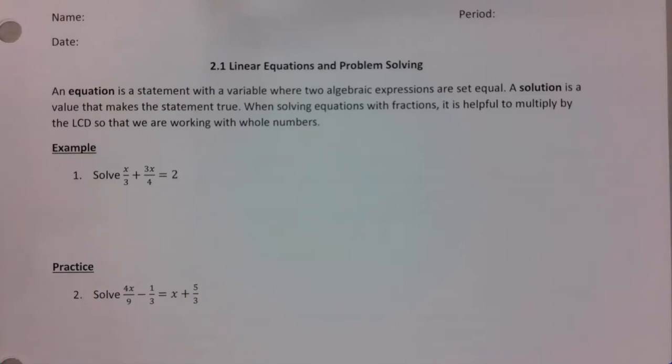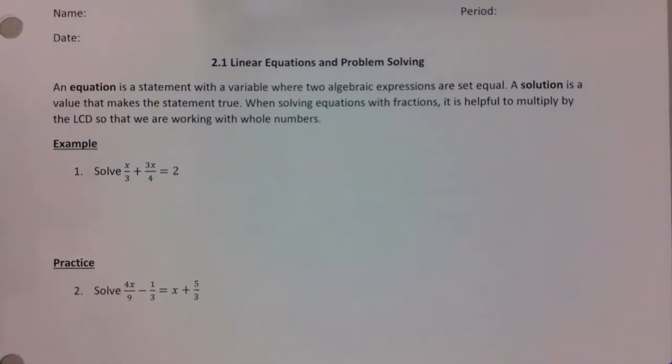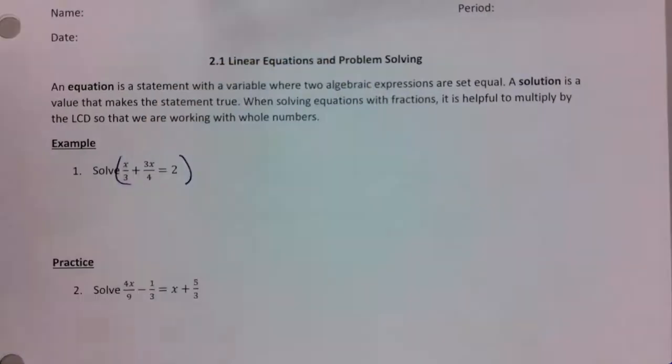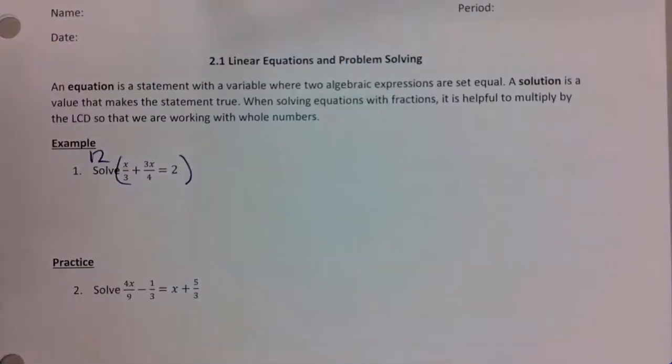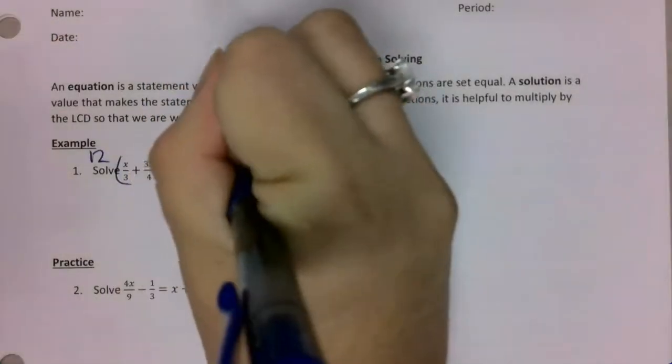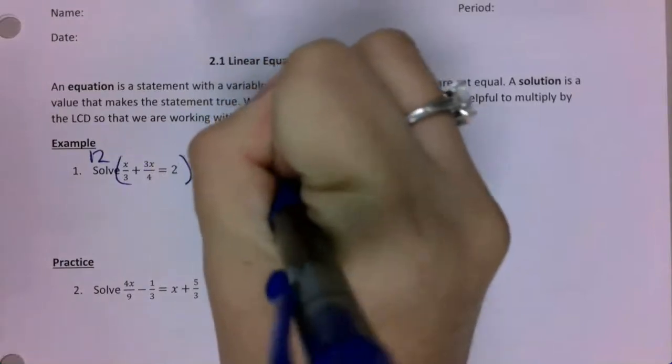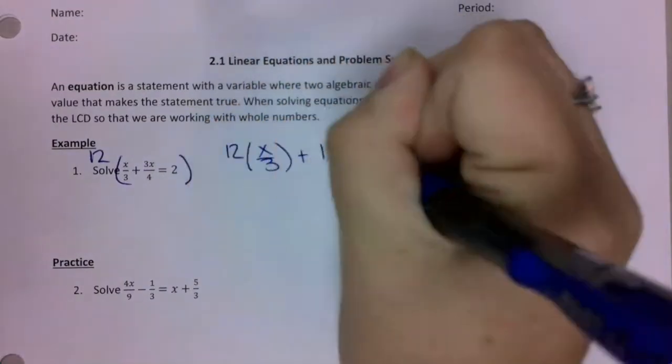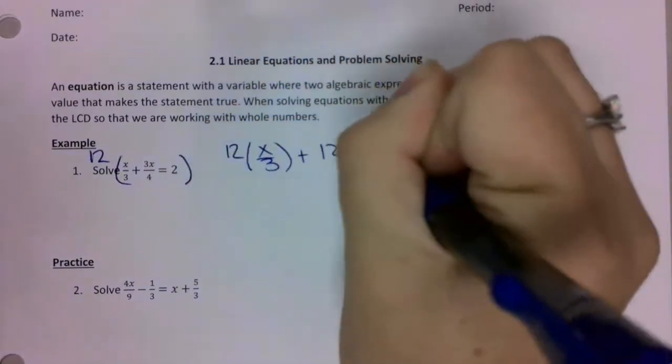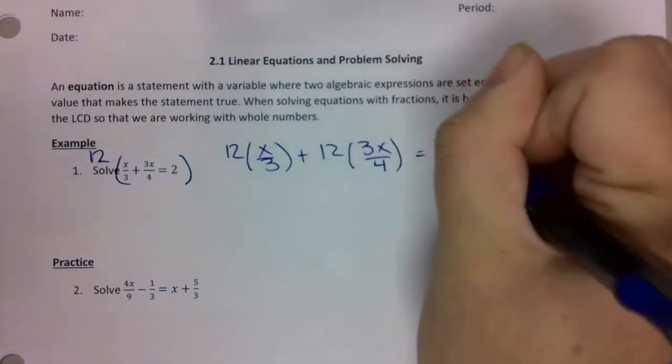And if we are solving an equation that has fractions, we want to multiply by the lowest common denominator, or the least common multiple, to get rid of our fractions. So what is the smallest number that both 3 and 4 multiply into? 12. So I want to multiply everything in my equation by that 12. So I'm going to do 12 times x over 3 plus 12 times 3x over 4 equals 12 times 2.